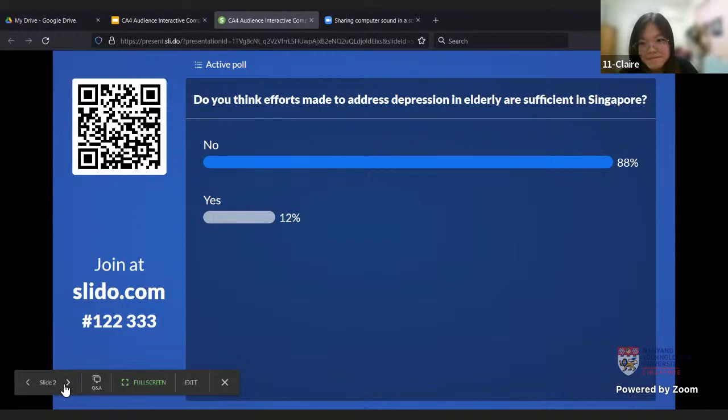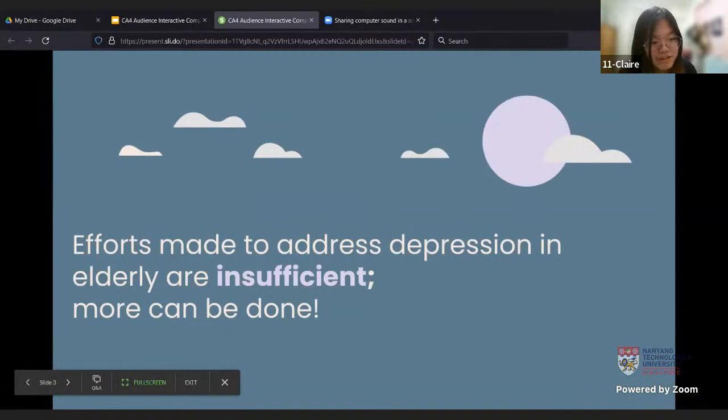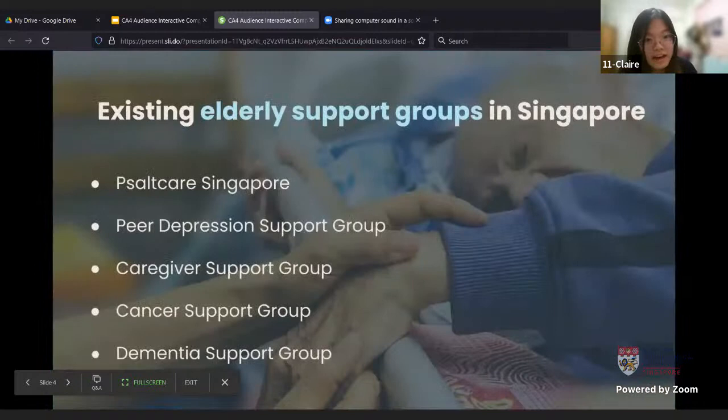So as you can see in the poll results, efforts made to address depression in the elderly are insufficient and more can be done. And here are the existing elderly support groups in Singapore. On first glance, these solutions seem to be sufficient.